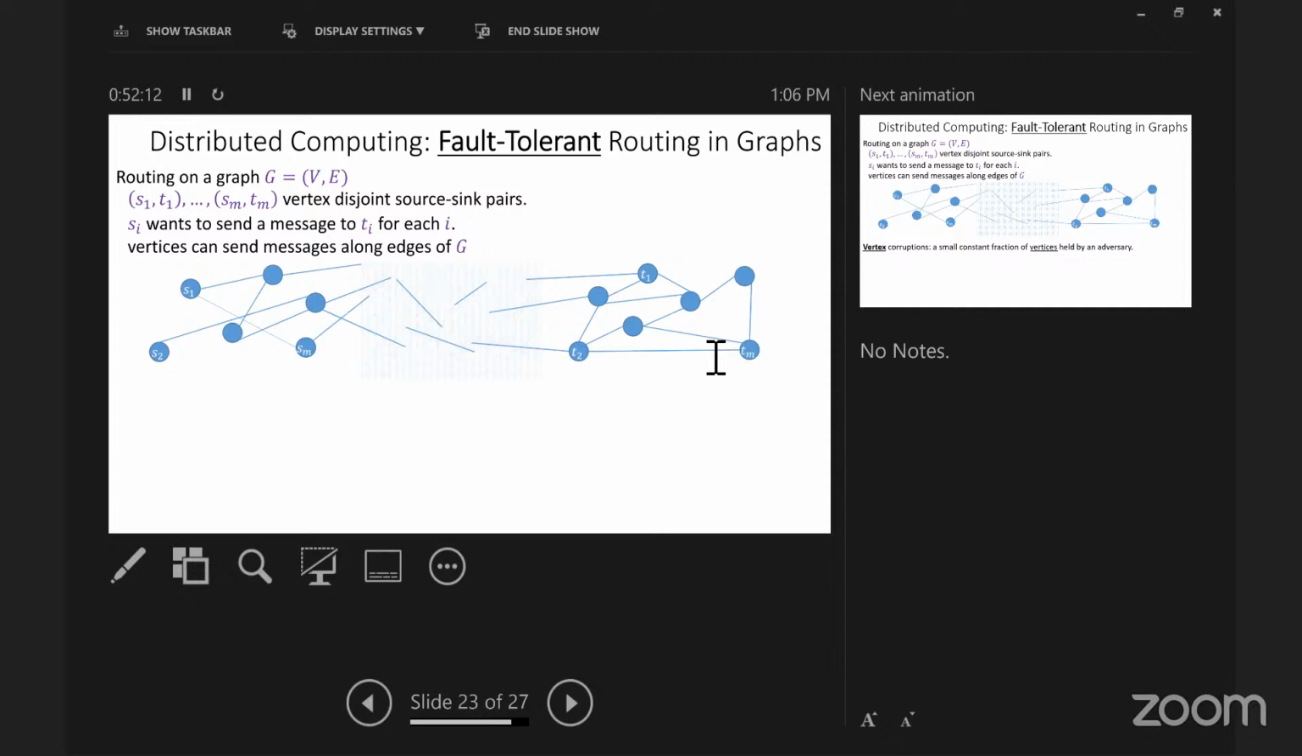Okay. So what is fault-tolerant routing? It's the same problem, except that now we have corruptions. The model of vertex corruptions means that some adversary controls some small constant fraction of the vertices. They're able to control all of the messages that they send, but the protocol is still supposed to work nevertheless.